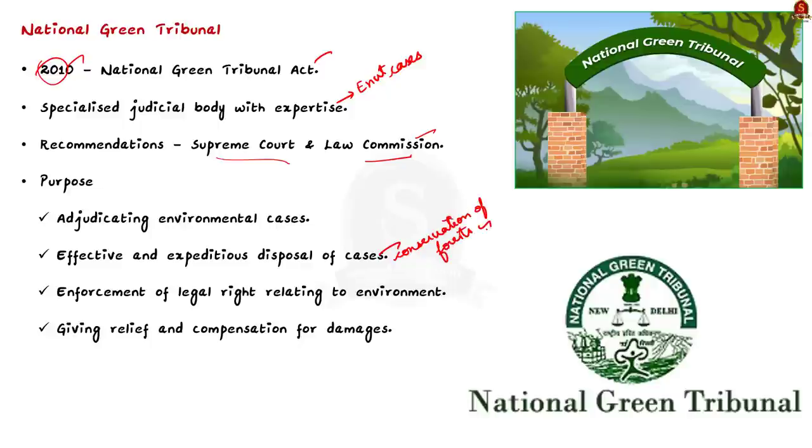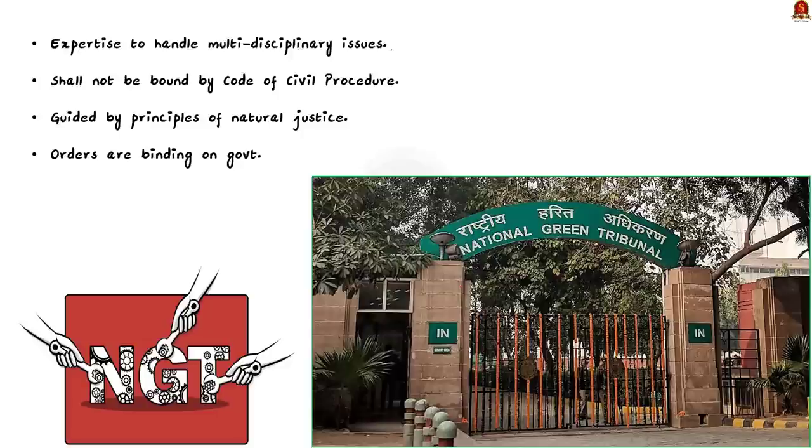Also know that the tribunal shall not be bound by the procedure laid down under the Code of Civil Procedure, and it shall be guided by principles of natural justice. The tribunal's orders are binding and it has power to grant relief in the form of compensation and damages to affected persons. See, this is a brief about the National Green Tribunal.